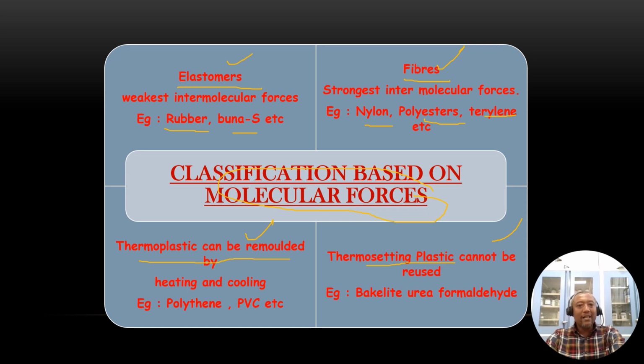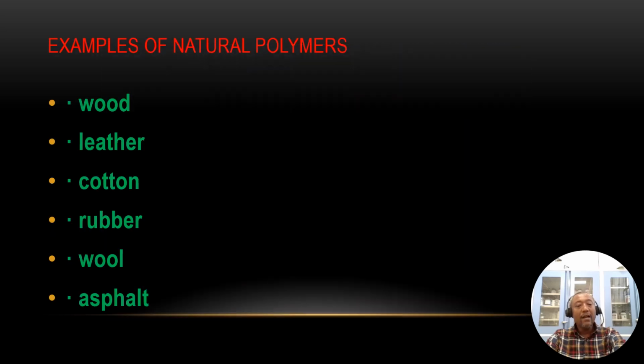What are examples of thermoplastics? Polyethylene, PVC. What about thermosetting? Bakelite, urea, and formaldehyde. Now here are some examples of natural polymers. Wood, leather, cotton, rubber, wool, and asphalt are considered natural polymers.